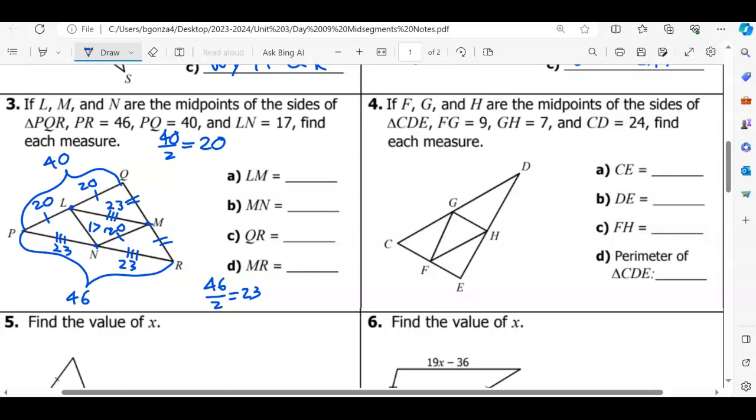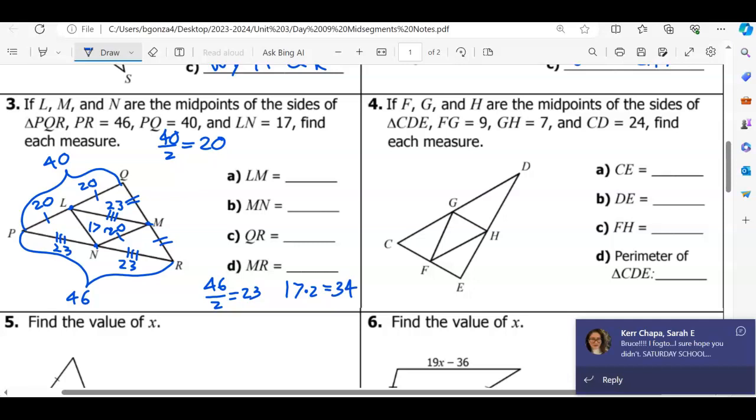Well, here's another way to think about it. If this mid-segment is 17 and this is half, how do I find the whole thing over here? 17 plus 17 or 17 times 2, right? What's 17 times 2? 34.